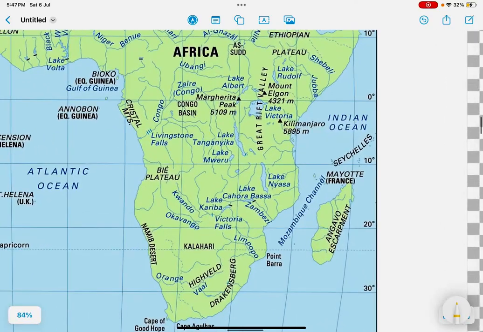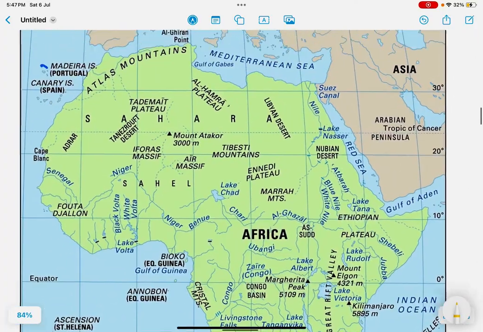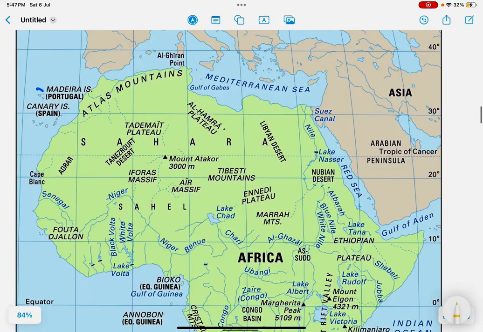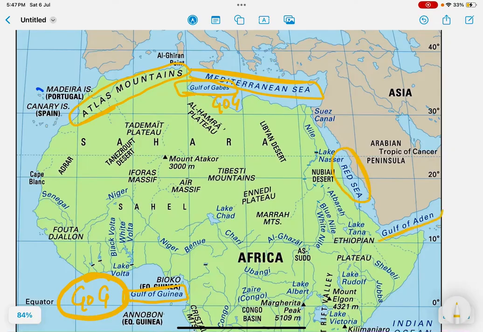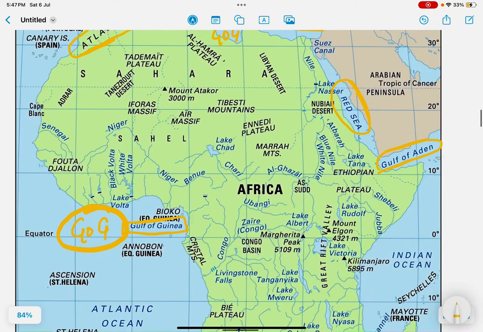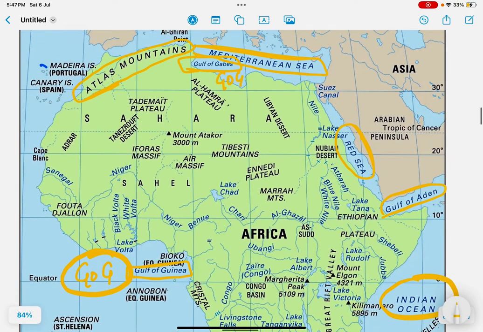So with this map, we'll start from the top. You can see the mountain range, the very famous Atlas Mountain Range. Then you can see the Mediterranean Sea, and we have the Gulf of Gabes. On one side we have the Gulf of Gabes, on the other side we have the Gulf of Guinea. On the other side we have the Red Sea, Gulf of Aden, and the Indian Ocean, and that's it.